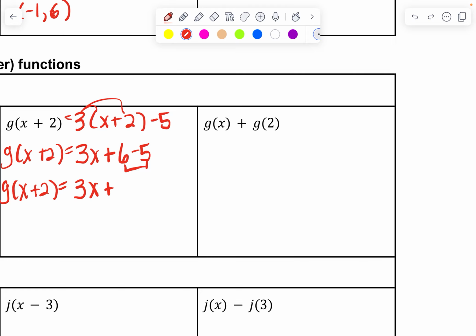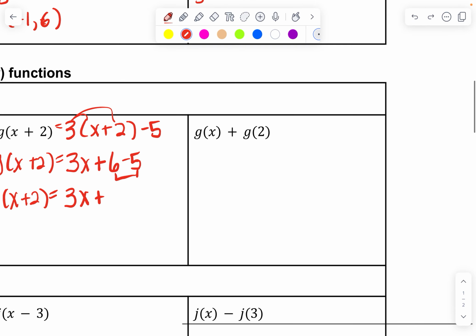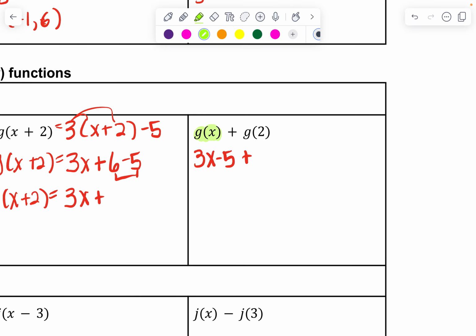This one, g of x plus g of 2. So first we have to do g of x, which is just our 3x minus 5. Let's color code these here. So g of x is 3x minus 5 plus g of 2. We're going to plug 2 in for x. 3 times 2 minus 5. And then let's continue to simplify here.